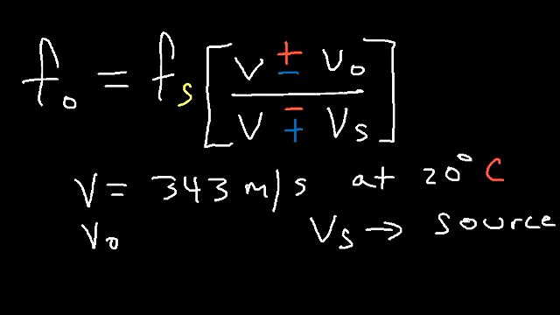Now the upper signs, colored in red, apply if the source moves towards the observer or if the observer moves towards the source. The lower signs apply if they're moving apart. So if they move toward each other, the frequency will go up. Use the upper signs. If they move away, the frequency will go down.